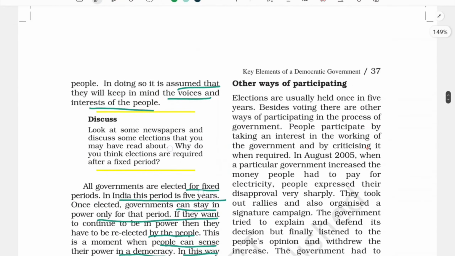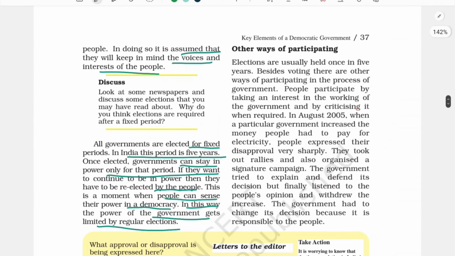Okay, the other ways, let us see. What are the other ways of participation? Elections are usually held once in 5 years, as we already know. Besides voting, there are other ways of participation in the process of government. So here people participate by taking an interest in the working of the government and by criticizing it when required. Okay, by criticizing, it doesn't mean that every time they will be criticizing it.